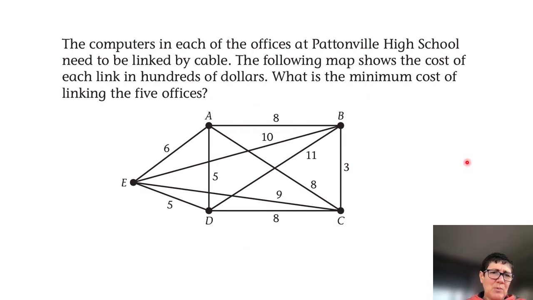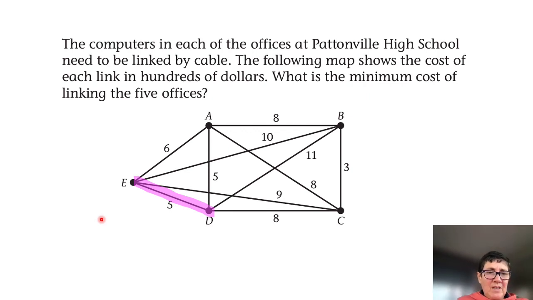A second example: the computers in each of the offices at Pattonville High School need to be linked by cable. The following map shows the cost of each link in hundreds of dollars. What's the minimum cost of linking the 5 offices? A, B, C, D and E are all the offices. It doesn't matter where you start. I'm going to start at E and I'm going to choose the lowest again.